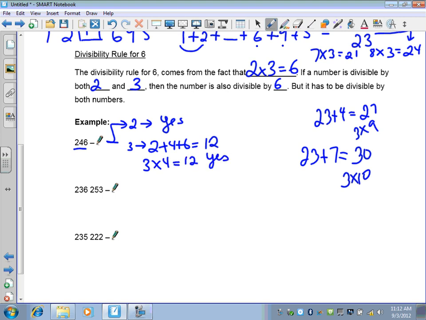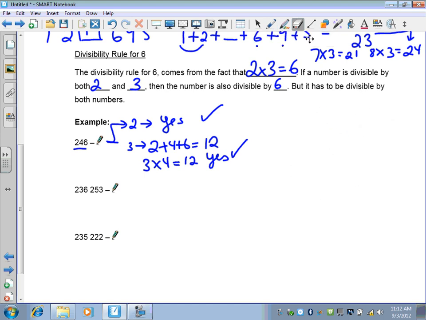So let's check both of them. Is it divisible by 2? Check. Is it divisible by 3? Check. So now we know that the whole number, 246, is divisible by 6.